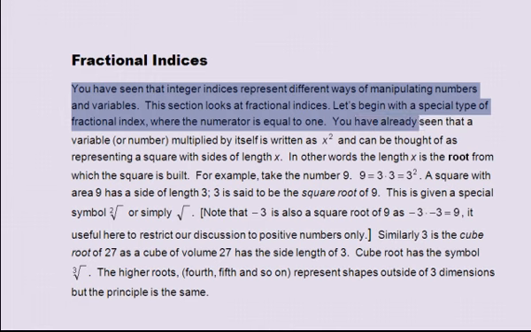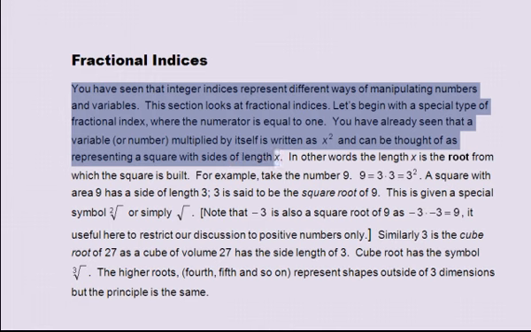You have already seen that a variable or number multiplied by itself is written as x squared and can be thought of as representing a square with sides of length x. In other words, the length x is the root from which the square is built.